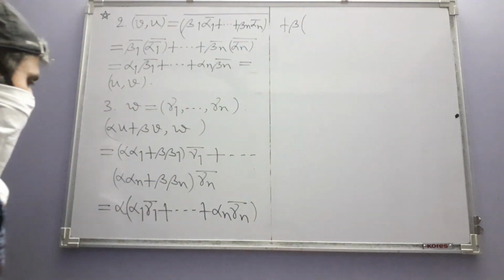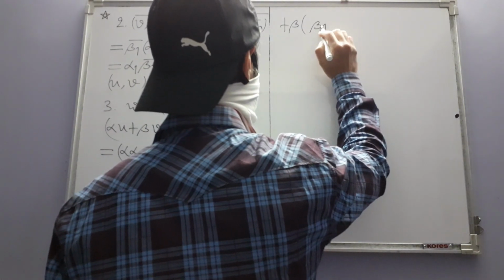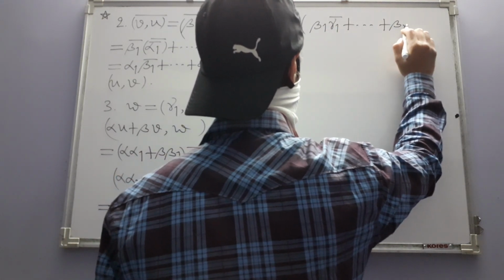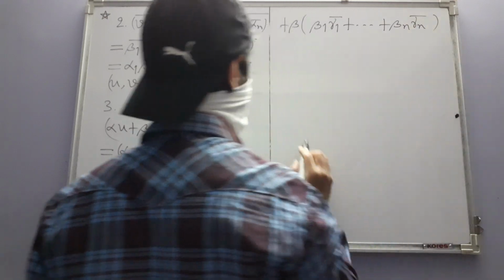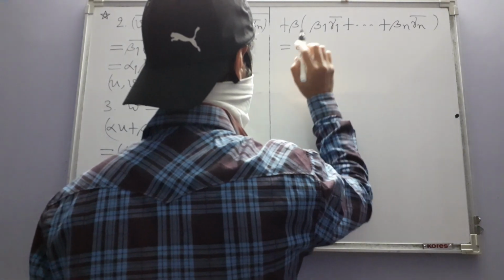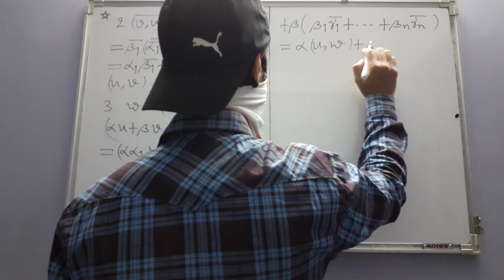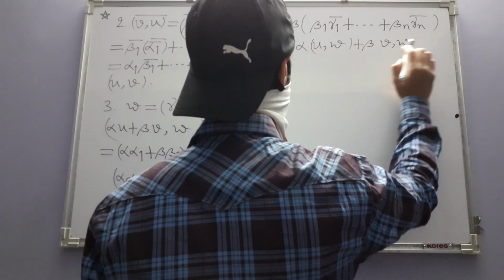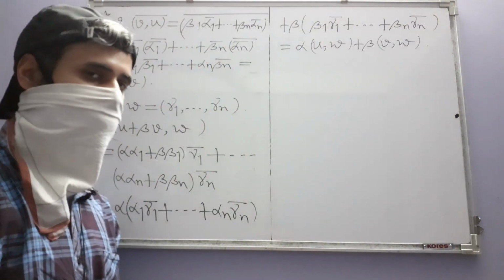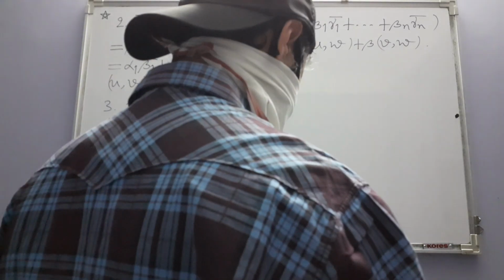Like that. If we take beta as common out, then beta 1 gamma 1 bar plus beta n gamma n bar, and you can see that this is nothing but alpha times u comma w plus beta times v comma w. So that means property 3 is also true. So this is an inner product on Fn.